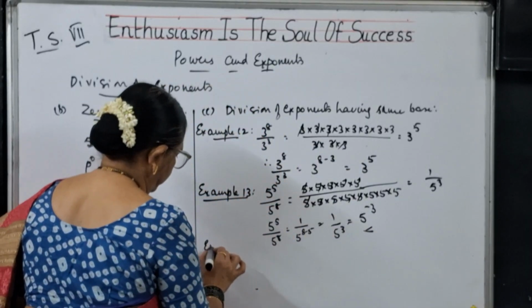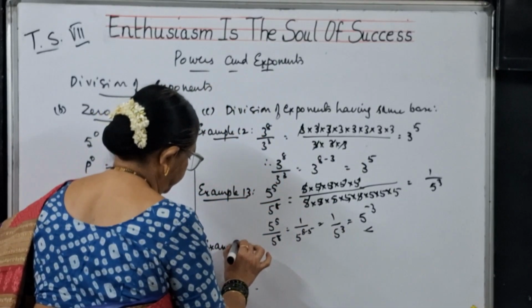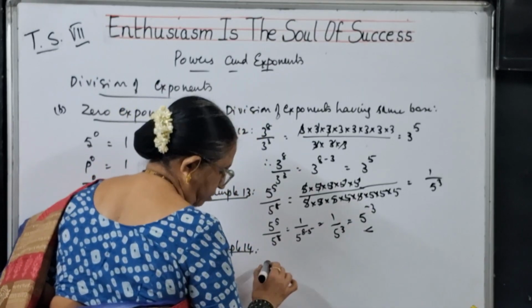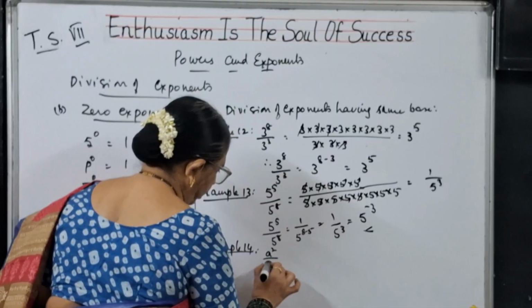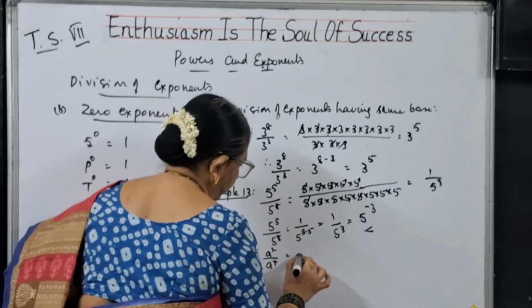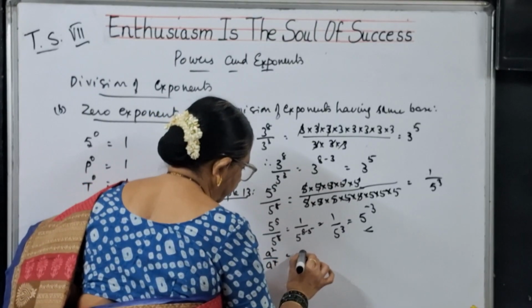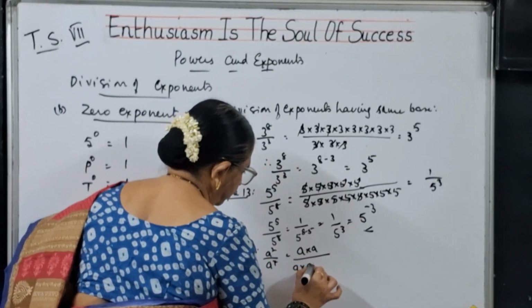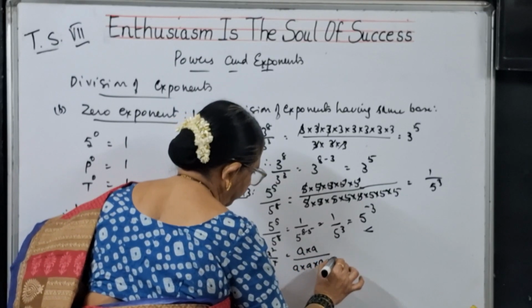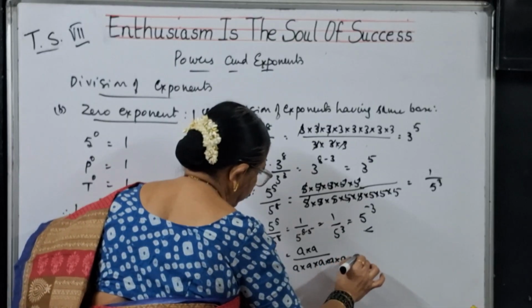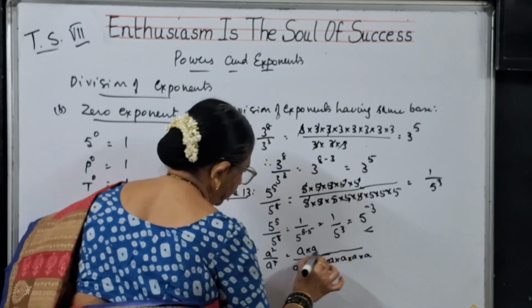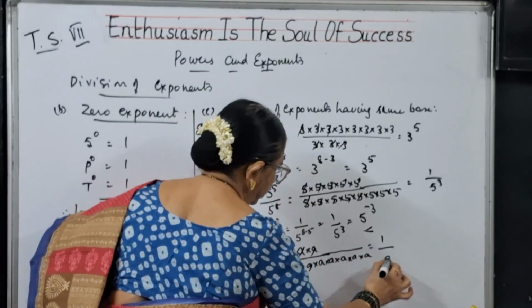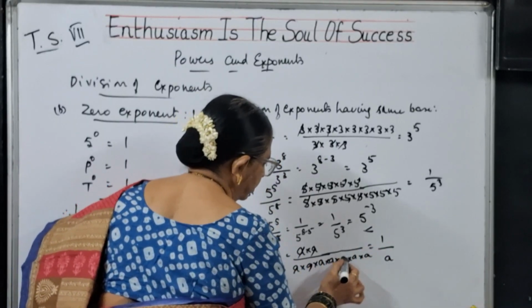Next, example 14. Example 14 is a square by a to the power of 7. As I said, first we multiply a into a by 7 times, 1, 2, 3, 4, 5, 6, 7. So 2 a's will get cancelled. You are getting 1 by a to the power of 1, 2, 3, 4, 5.